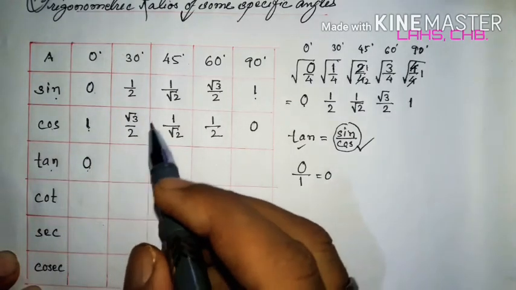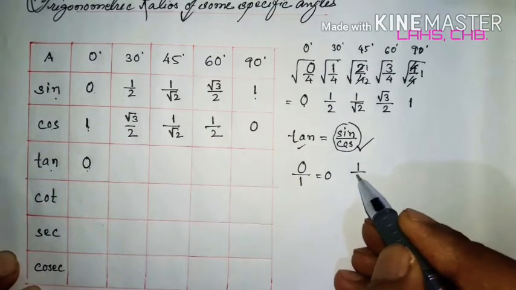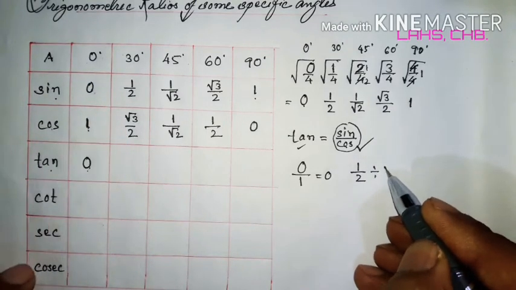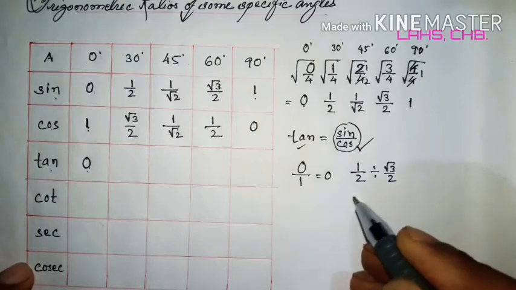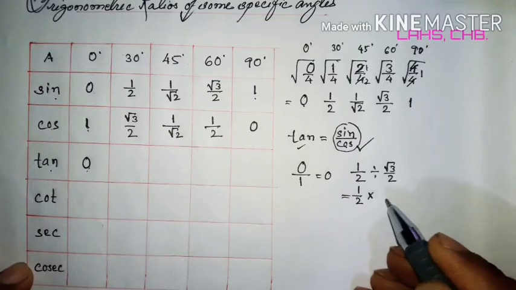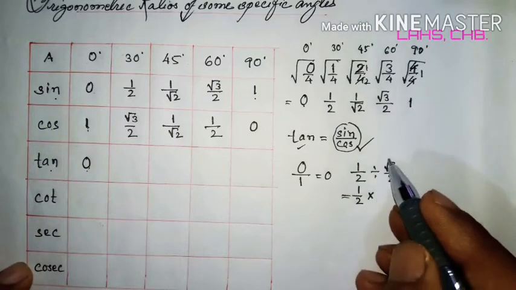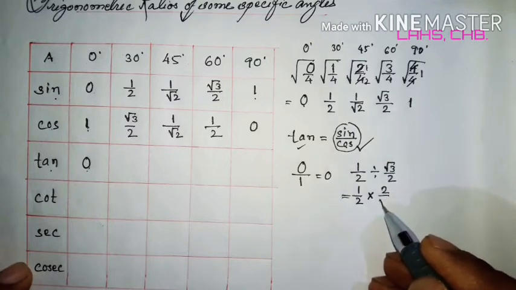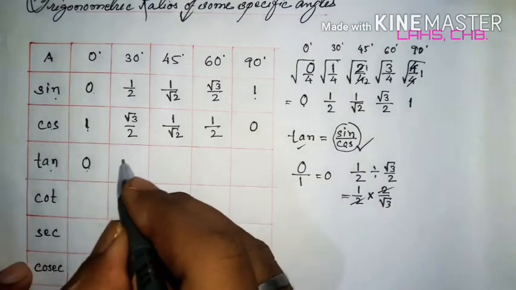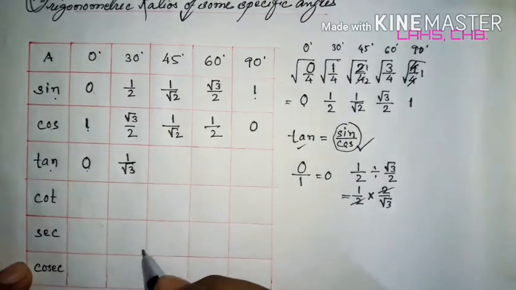Then tan 30 degree, again divide this sine value by cos, in this way, 1 by 2 divided by root 3 by 2. 1 by 2 divide sign, we are going to change it to multiplication. If you are changing a division sign into multiplication, make it reciprocal, 2 by root 3. Then see, 2 will get cancelled. What is left? 1 by root 3. This is the value for tan 30 degrees. 1 by root 3 we got.